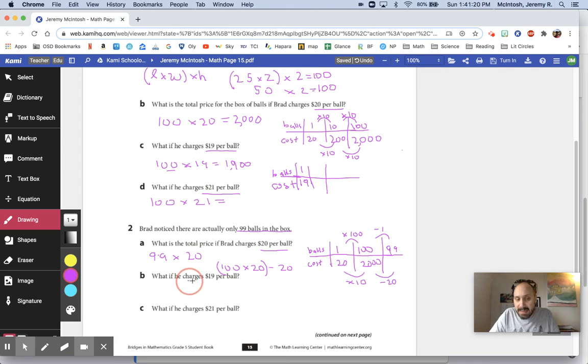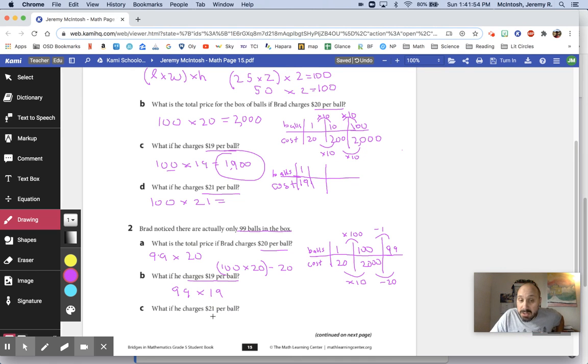What if he charges $19 per ball? Well, it's the same strategy. You can do the ratio table again. And if you did your ratio table up here to get to 100, you're just taking $19 away from the 100. So if you already know that 100 baseballs cost you $1,900, well, then you're just going to take $19 away from that. So this expression is 99 times 19. And then I want you to solve that.